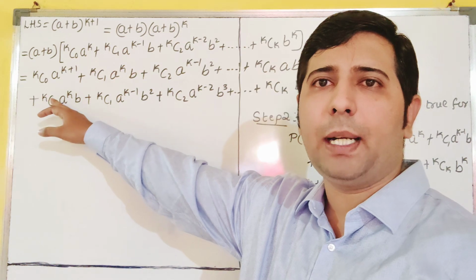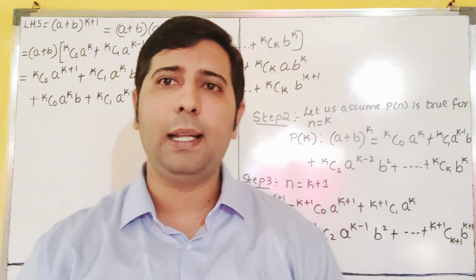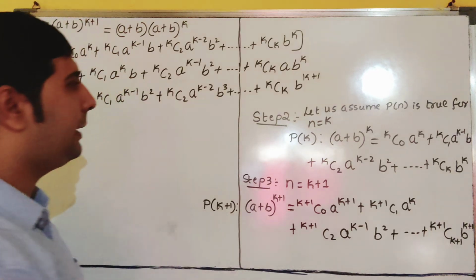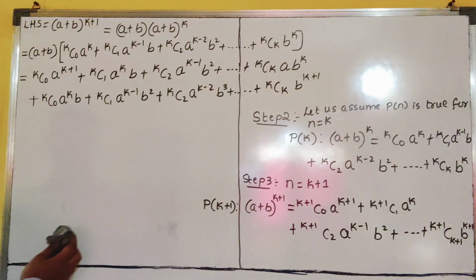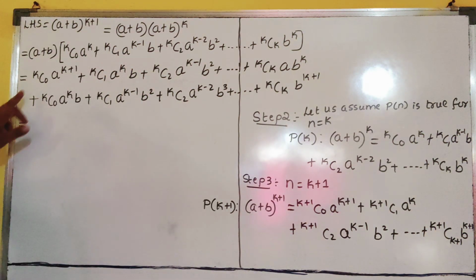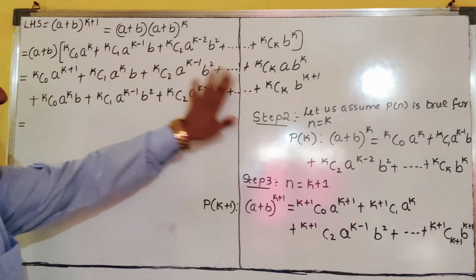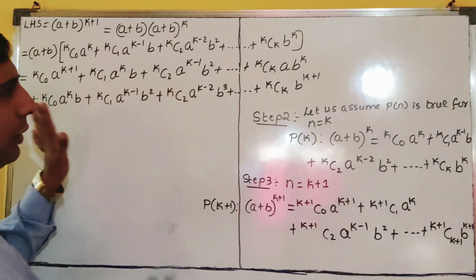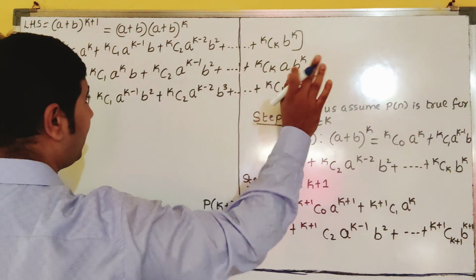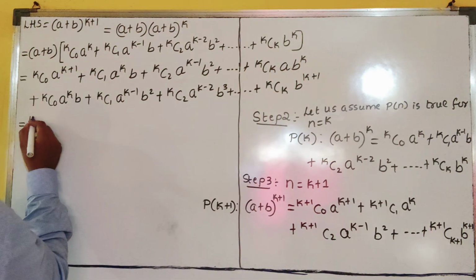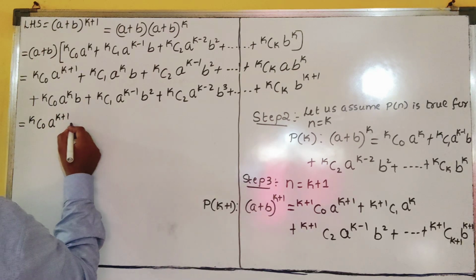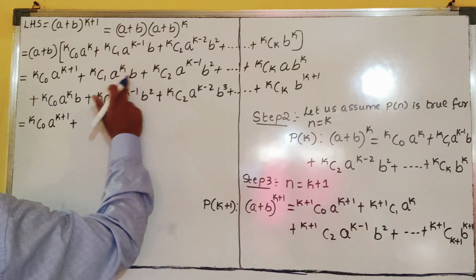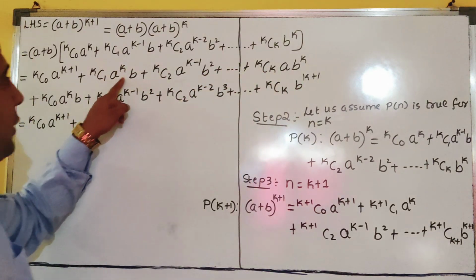As soon as we multiplied, from here to here, children, such a big equation has formed. Did you understand? Okay, let's continue. So now see, kc0 a raised to k plus 1, anywhere is a raised to k plus 1 there? No, nowhere it is there. This is b raised to k plus 1. No, a raised to k plus 1 I am asking. kc0 a raised to k plus 1 I will write as it is. Next, a raised to k into b, anywhere it is there a raised to k into b.